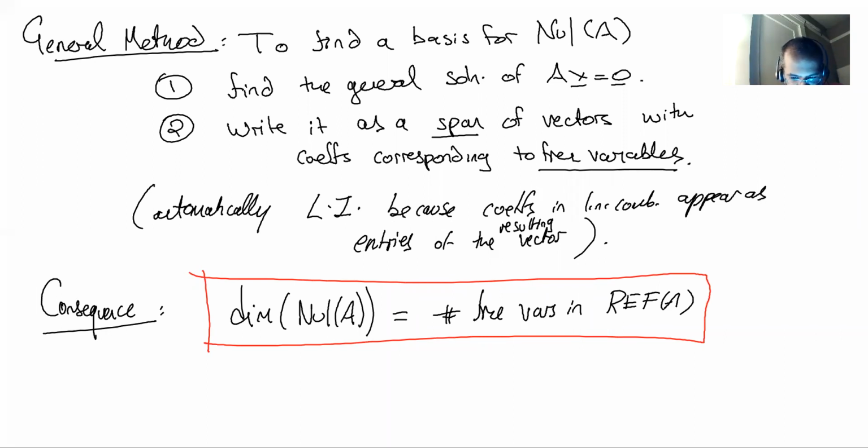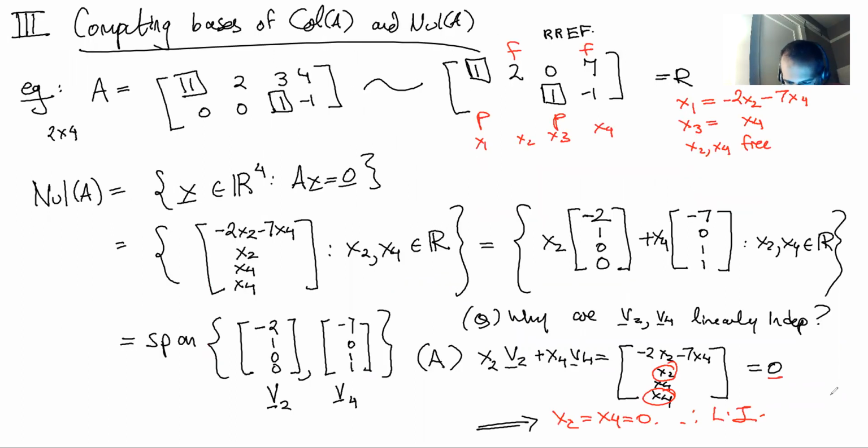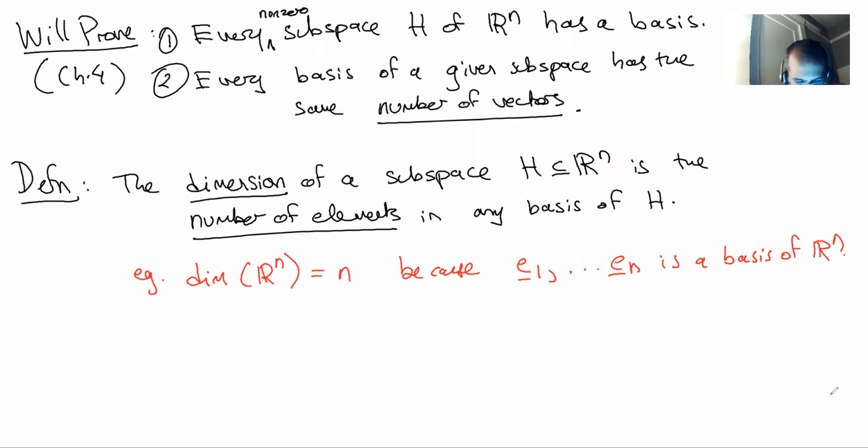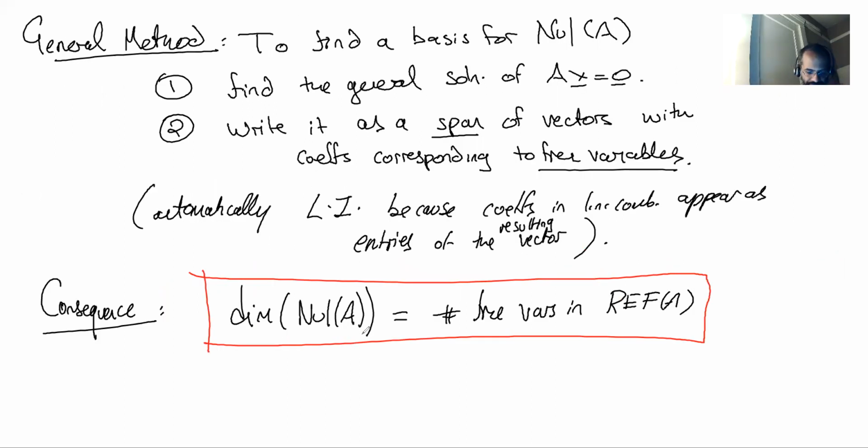Any questions about that? What about when there are no free variables? When there are no free variables, the dimension of the null space is 0, which is possible, right? Because the null space can just be the zero subspace. I should point out the dimension of the zero subspace is 0. So no free variables means the dimension is 0. That's perfectly valid.